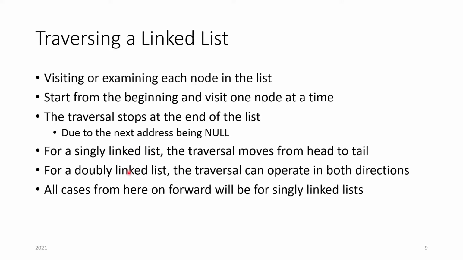Now for a single linked list, when I drew that illustration, remember there's only one direction for the entire data flow of the linked list, so it goes from head to tail. In the doubly linked list, it can actually go from head to tail and tail to head as a result. So all the cases from here on forward will be for single linked lists.